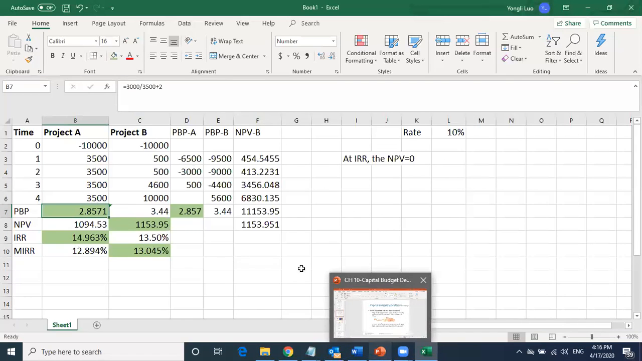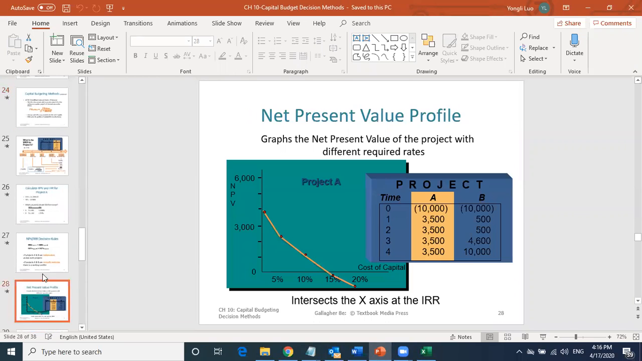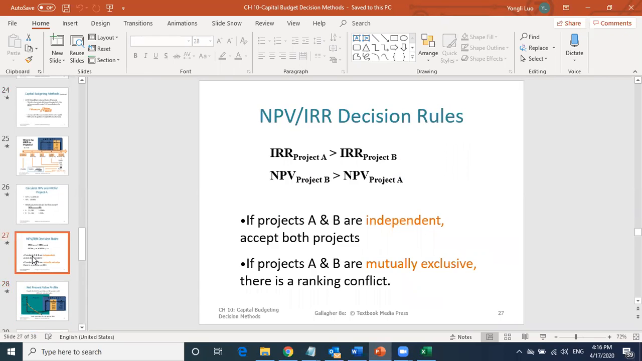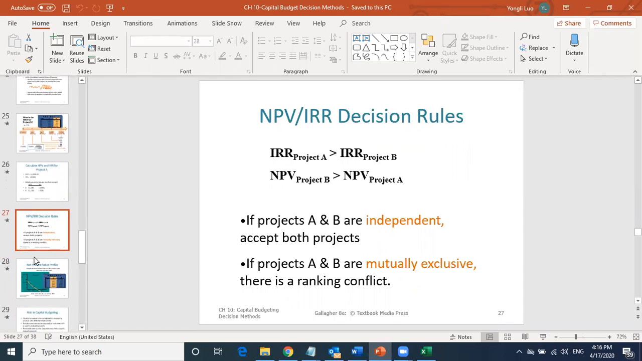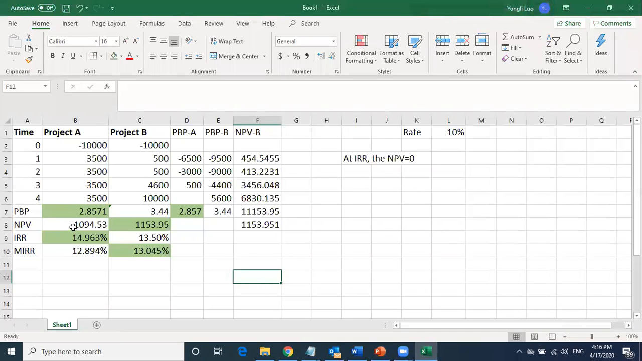And so, let's see, what about the two projects? You have net present value and the internal rate of return, and they make you decide differently. So which project are you going to choose? For example, when you use net present value, you choose project B. And when you use the internal rate of return, you choose project A. So they give you different answers.